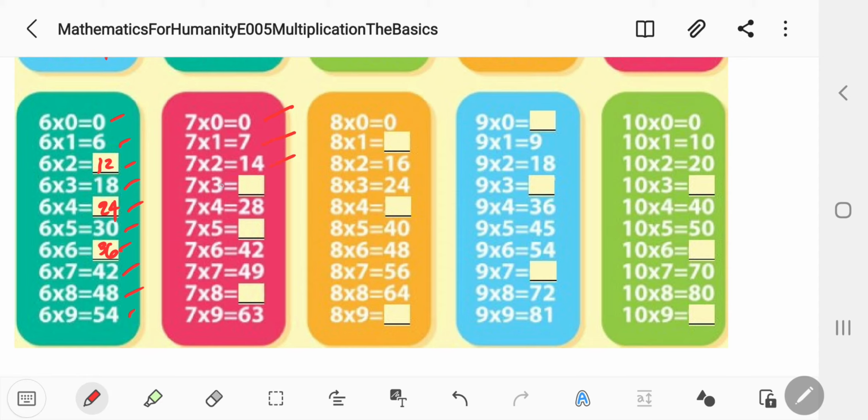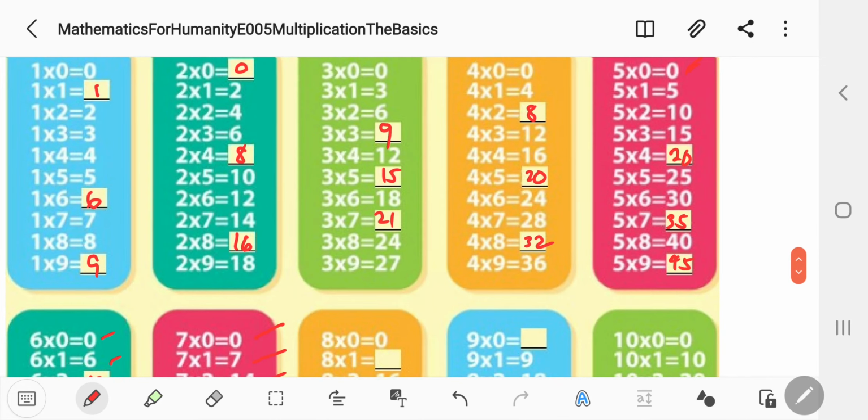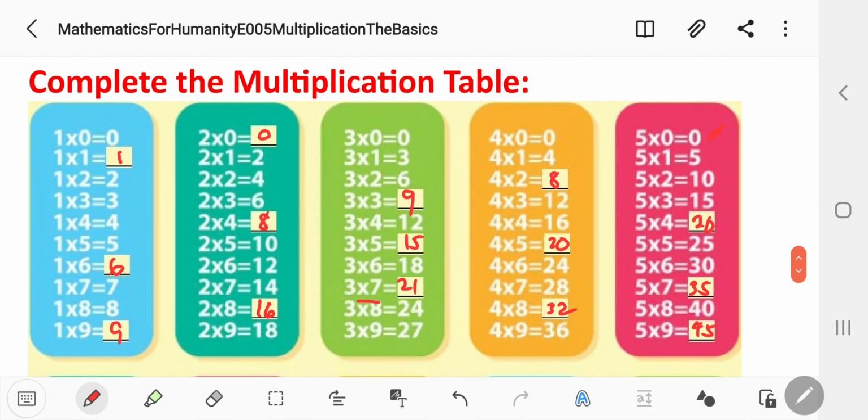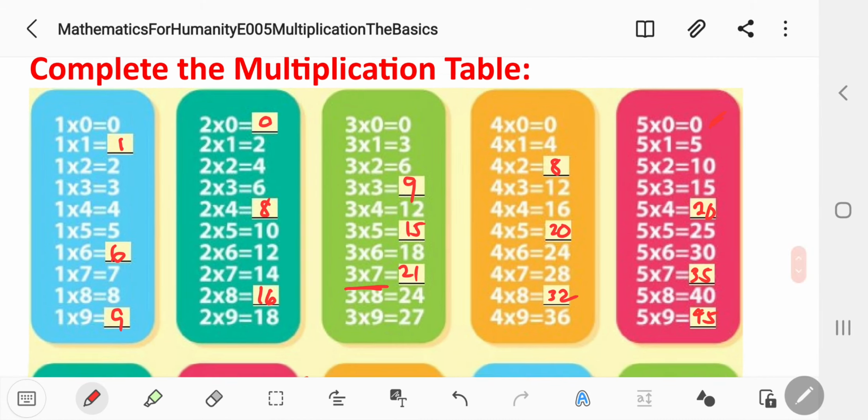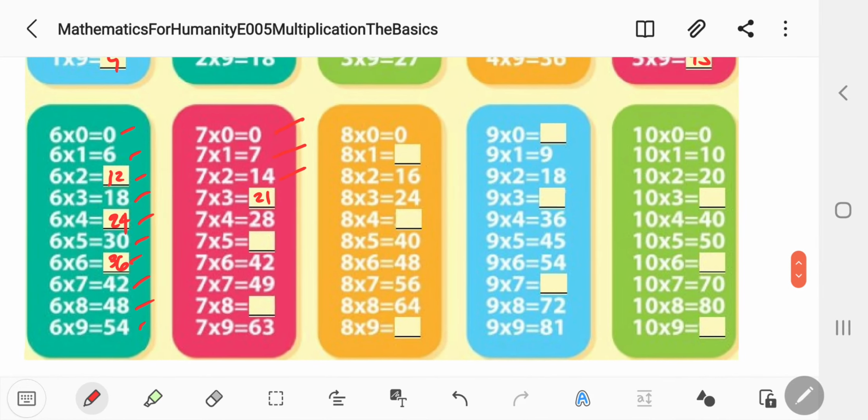7 times 2 would be 14. 7 times 3 is, so you have to add 7, that's 21. And that's actually equal to 3 times 7 here. So, next one is 7 times 4 is 28. Then you have 7 times 5 equals 35. That's 5 times 7 equals 35 also.